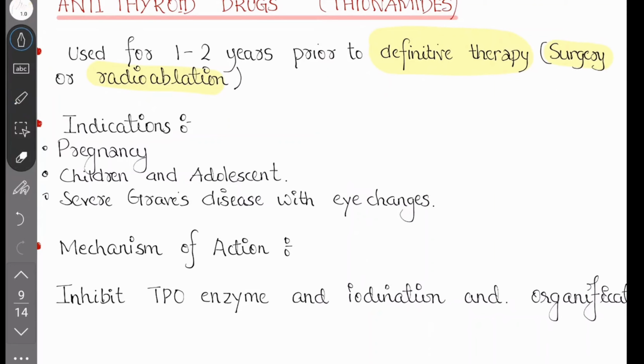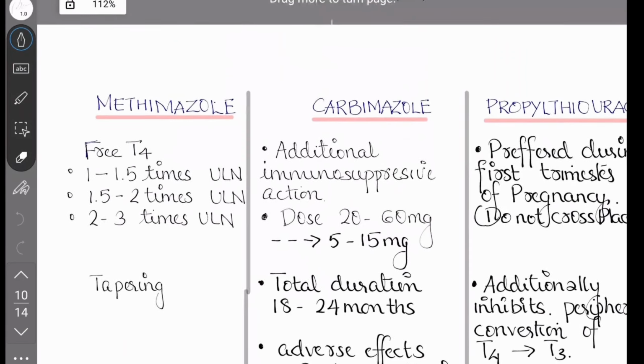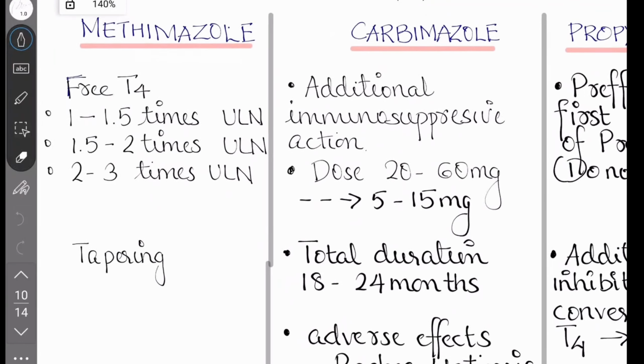The indications for using these thionamides are pregnancy, children and adolescents, severe Graves' disease with eye changes. The mechanism of action is thyroid peroxidase enzyme inhibition, iodination prevention, and organification prevention. Okay. So now we'll discuss individual drugs. First, we'll discuss methimazole.